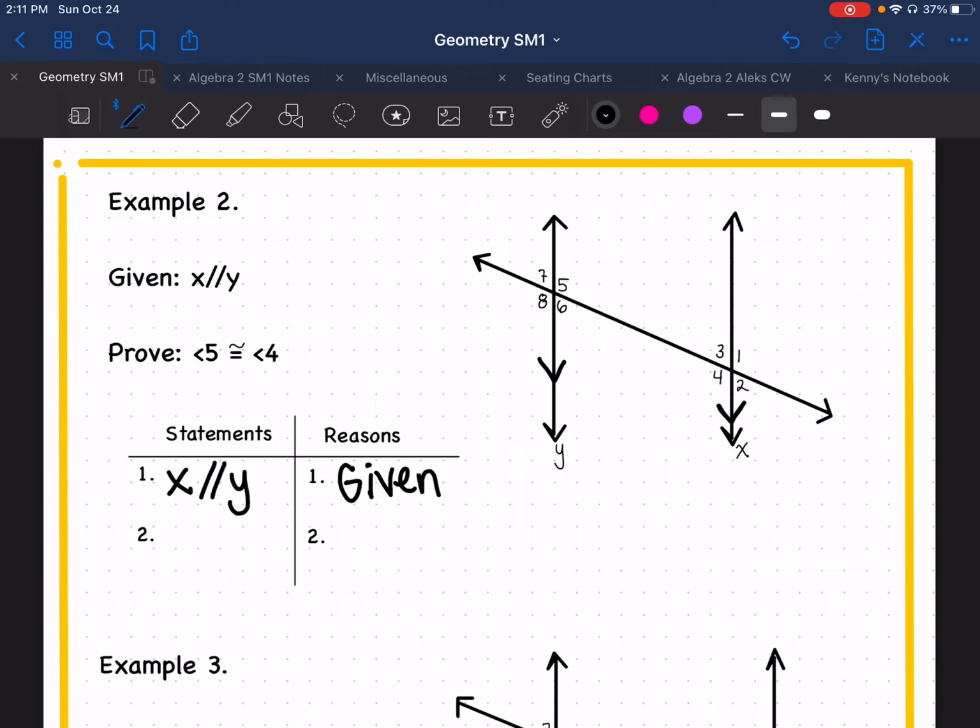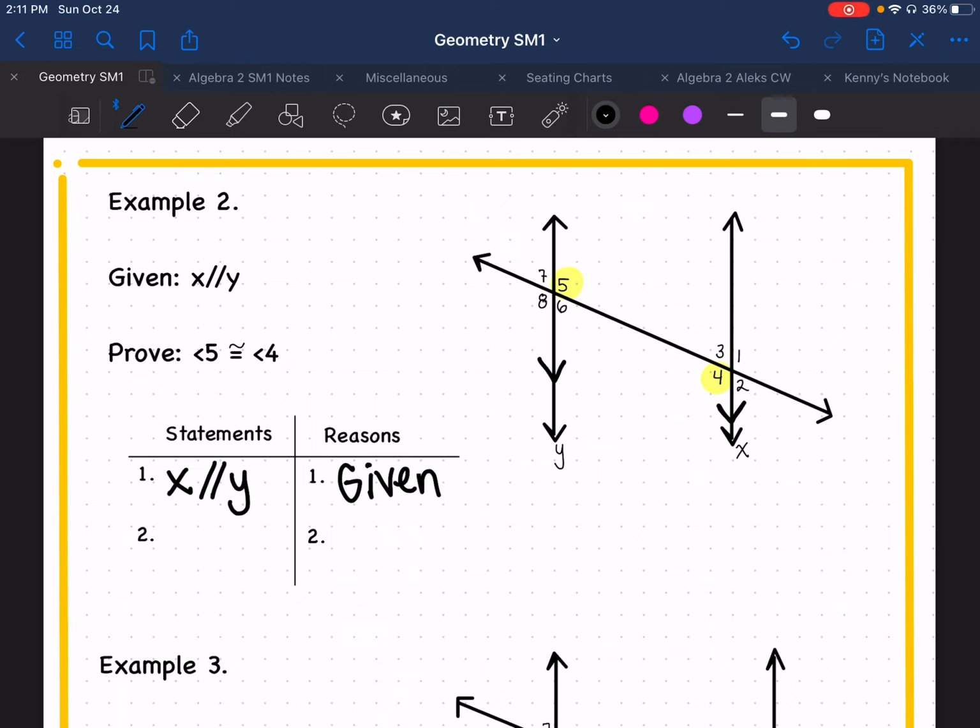All right, there's only one other statement, so it has to do with the proof. It automatically has to. So what I'm going to do is grab my highlighter and highlight the two angles that they had given me that are put in the proof. So 5 and 4. I'm going to look at these two angles and at my foldable from 3.1 and 3.2.